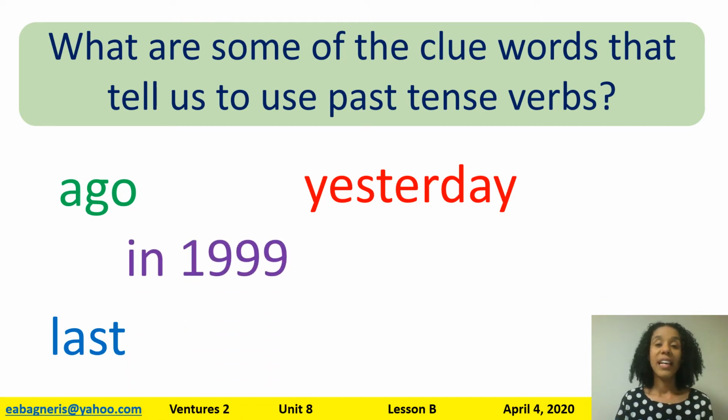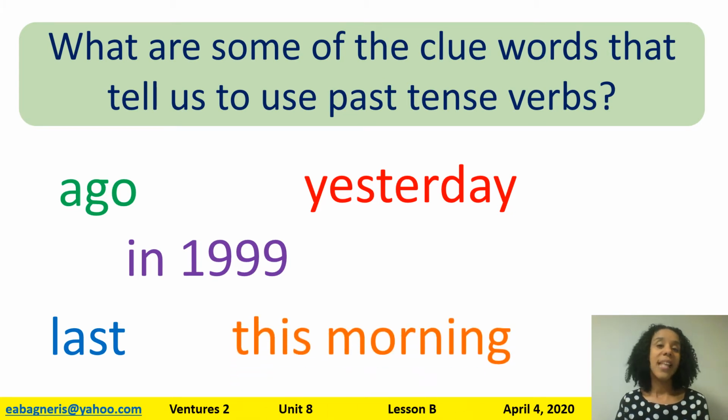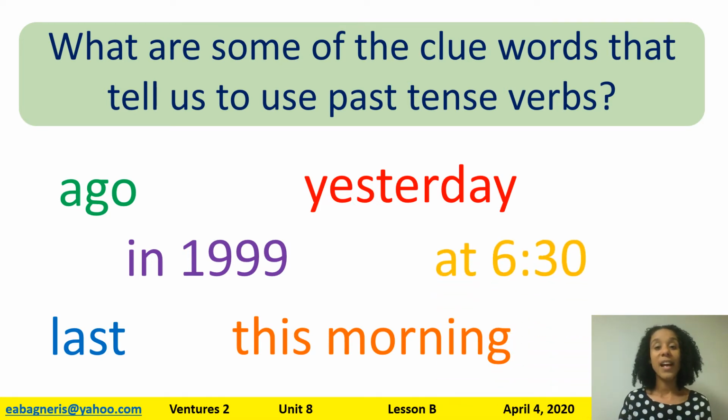If you see a year, and that year is before 2020, then that could also mean past tense. Sometimes we see this morning, and that means past tense. This one can be tricky. But if it is the afternoon or the evening, and someone says this morning, they mean earlier that day, and that is past tense. Finally, if you have a time, and the time is something that happened earlier, that could also mean past tense.